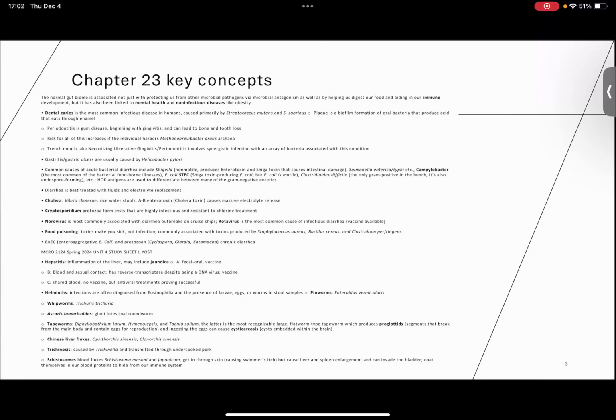Food poisoning is a different thing. All these other forms of diarrhea that we've been talking about are related to being infected with these pathogens, whereas food poisoning is more associated with toxins that are produced by the bacteria, irrespective of being infected by the bacteria.